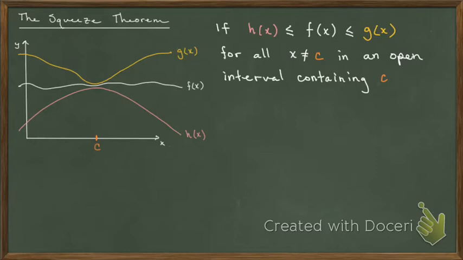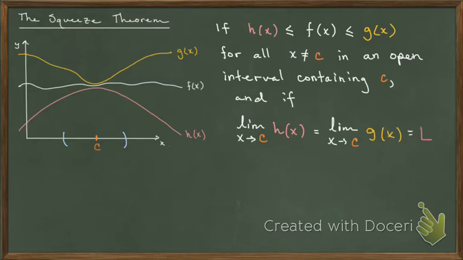So I want you to think about some kind of little window around c, drawn by those blue lines there, and around c then, that first hypothesis is true, right? That h is less than f is less than g. Okay, that's a requirement. It is also required that the limit as x approaches c of h and the limit as x approaches c of g are both equal to the same thing. And I've just used a placeholder L to describe that. So say h and g are both approaching L as x approaches c.